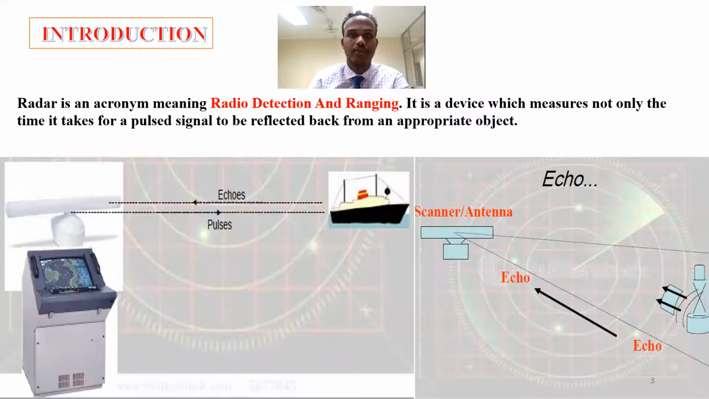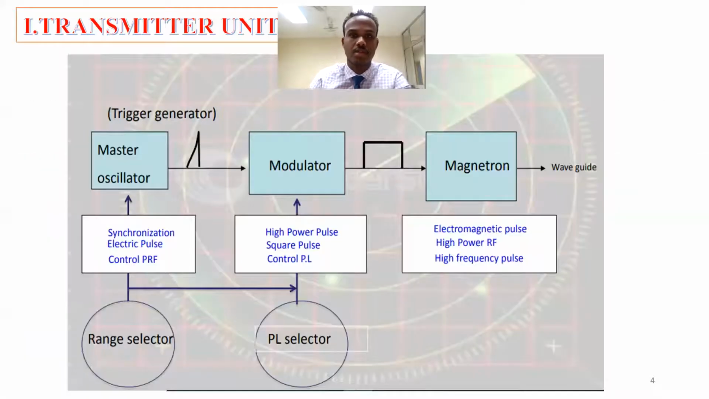To start with, radar stands for radio detection and ranging, used for detecting other ships and land obstacles, and of course to avoid collision. So here, the first main component of the radar is the transmitter unit. This picture shows us the components inside the transmitter unit, which are the master oscillator, the modulator, and the magnetron. So let's explain each of them in detail.